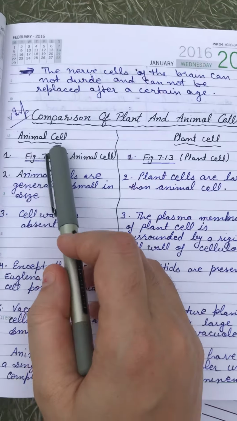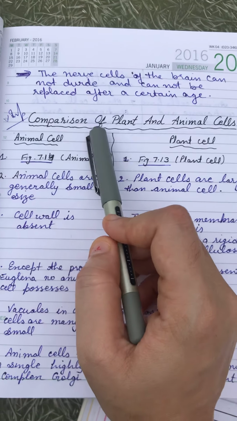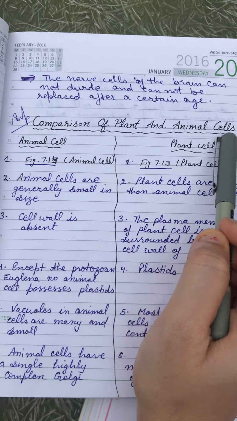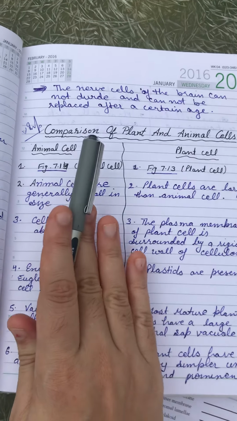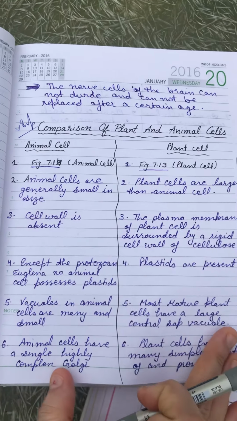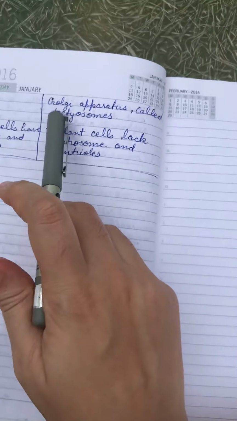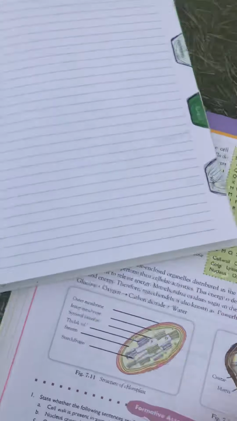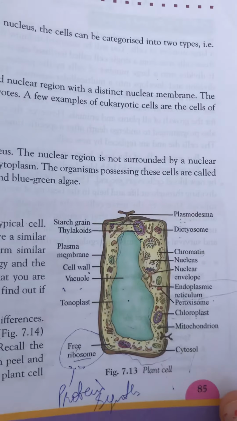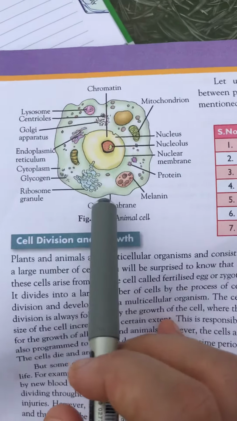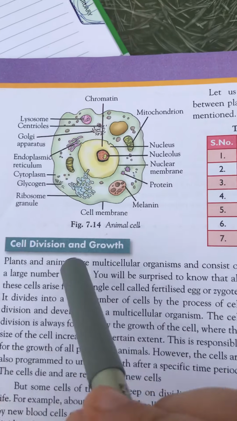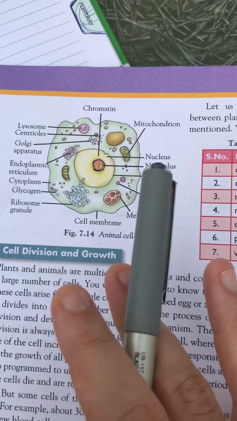The next topic is a very important topic, comparison of plant and animal cell, that we also discussed in Zoom class, the comparison between animal cell and plant cell. Also the diagrams of plant cell and animal cell are very important. Okay, animal cell and plant cell, that we have already discussed in Zoom class.